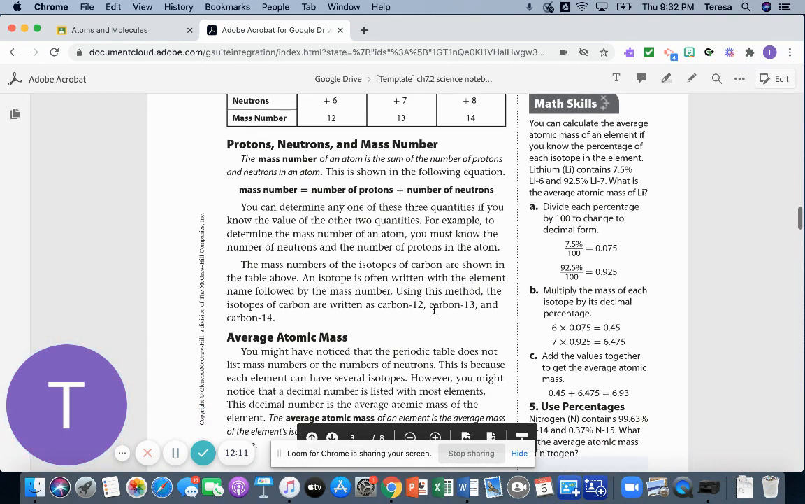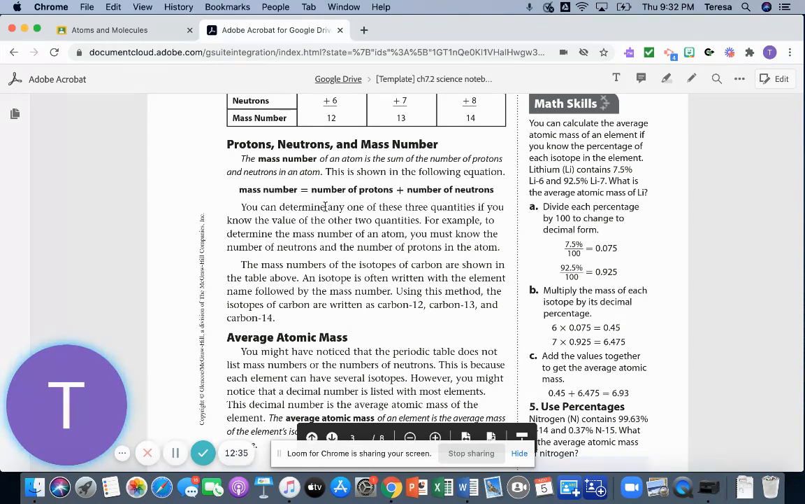All right, protons, neutrons, and mass number. The mass number of an atom is the sum of the number of protons and neutrons in the atom. So here's the equation: mass number equals protons plus neutrons. This is also called atomic mass or atomic weight. They are used interchangeably. So it's the number of protons plus neutrons.